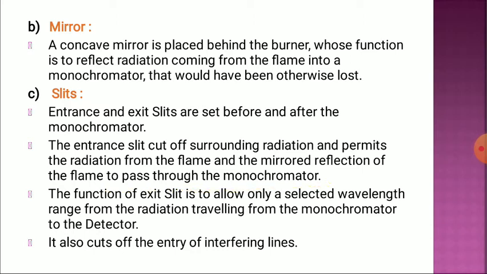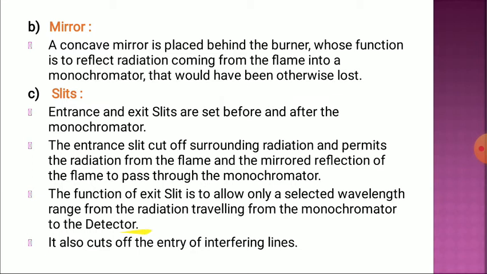That means the entrance slit will only cut off unwanted radiation which is coming through this collimating mirror, and only the analyzed wavelength will pass through the entrance slit and reach the monochromator. The function of the exit slit is to allow only a selected wavelength range from the radiation traveling from the monochromator to the detector.